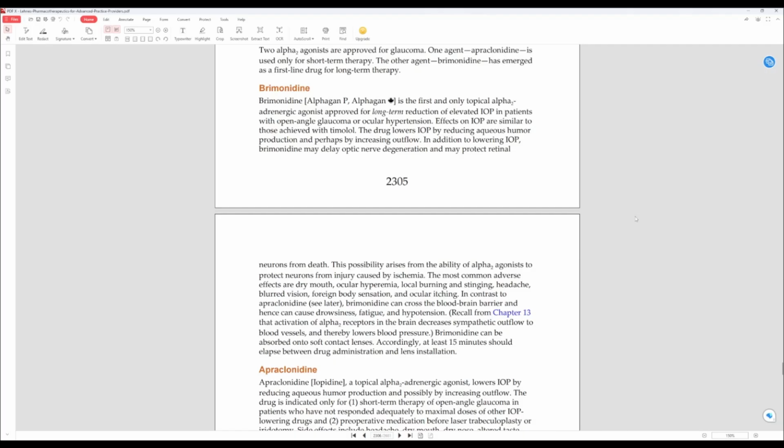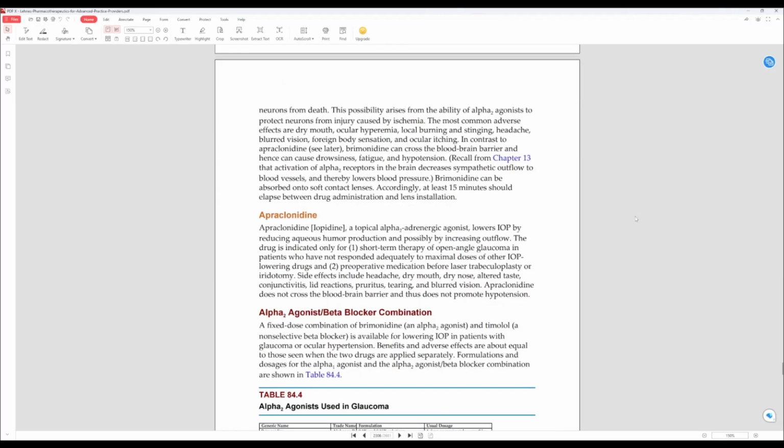Effects on IOP are similar to those achieved with timolol. The drug lowers IOP by reducing aqueous humor production and perhaps by increasing the outflow. In addition to lowering IOP, brimonidine may delay optic nerve degeneration and may protect retinal neurons from death. This possibility arises from the ability of alpha-2 agonists to protect neurons from injury caused by ischemia.